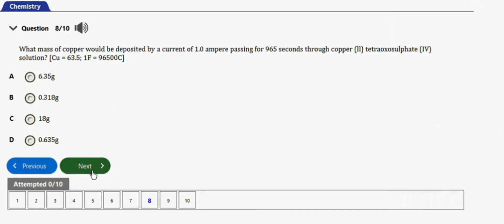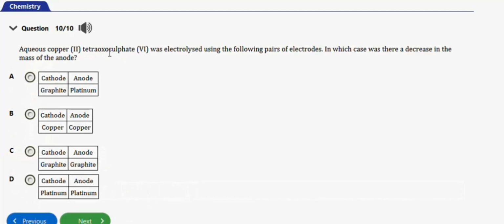The next question will be this one. It says aqueous copper(II) tetraoxosulfate(VI) was electrolyzed using the following pairs of electrodes. In which case was there a decrease in the mass of the anode? So where you will see a decrease in the mass of the anode will be where the cathode and anode are graphite, platinum, no, cathode anode copper, cathode anode graphite, cathode anode platinum. So the right option would be cathode anode copper.